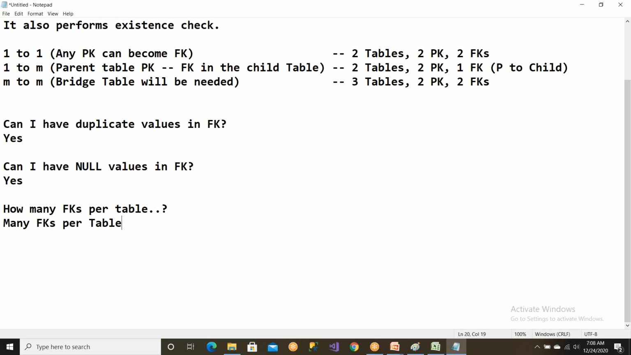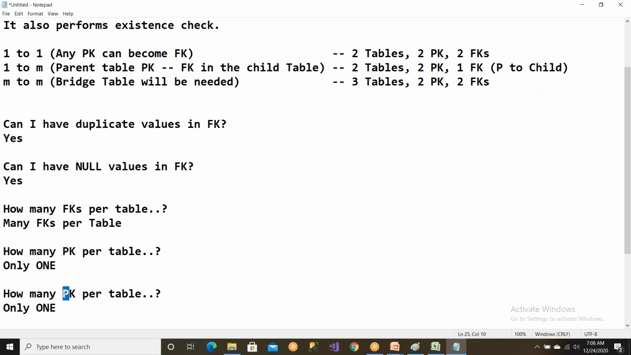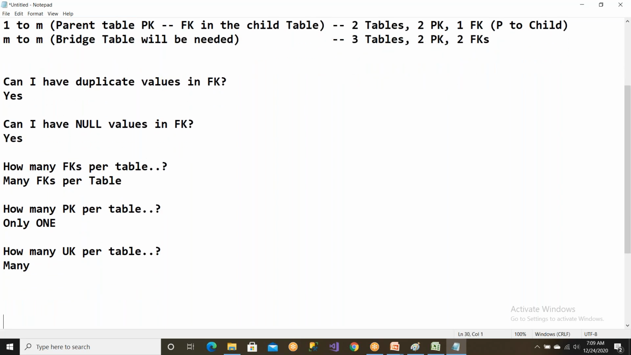Clear? So how many primary keys per table? Already we discussed these points. Only one. Clear? And how many primary keys per table? Only one. It can be a composite primary key. So how many unique keys per table? Many. Clear? So you can have many unique keys per table. Am I clear? So that is very, very important.